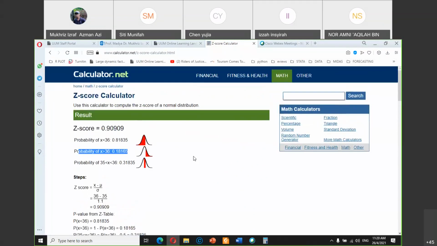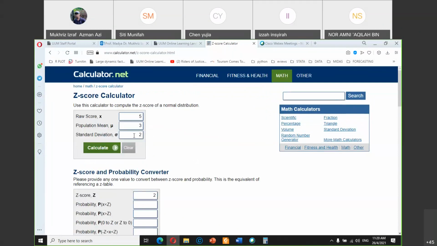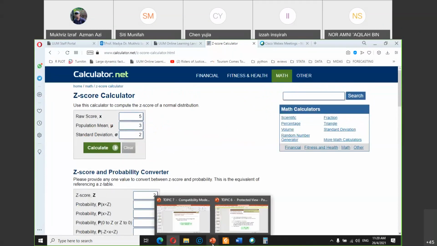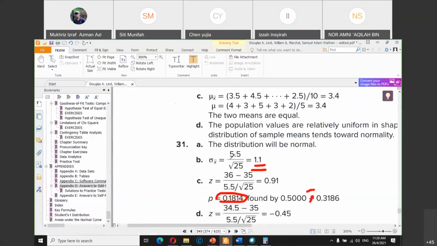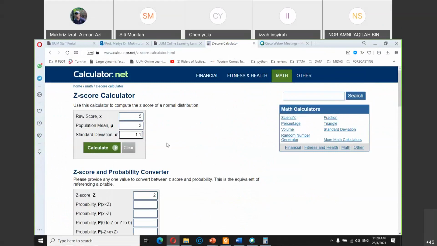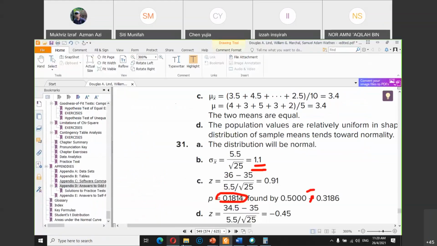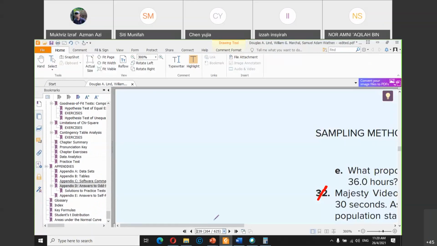But whenever you want to use this calculator, make sure that this value you need to calculate manually first, meaning sigma over square root of n. Then the rest you can just plug in from the information, because this standard deviation now consists of sigma divided by the square root of n. So from this you get 1.1, and you plug in 1.1 here. The rest is the same: this is 36 just now, this is 35. You want more than, so it will be this one. The rest of the questions from the book will be the same.